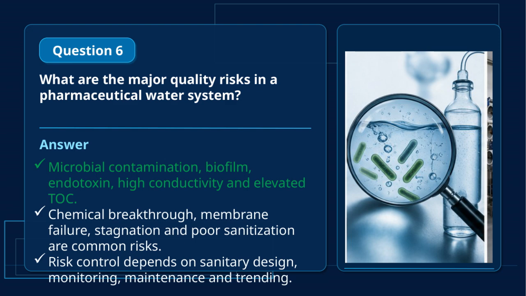Endotoxins are another significant risk, as they can cause adverse reactions if they enter pharmaceutical products. We also need to watch out for high conductivity and elevated total organic carbon, or TOC, which indicate impurities in the water. Beyond these, there are other common risks like chemical breakthrough, where contaminants penetrate purification systems, membrane failure, which can reduce system effectiveness, stagnation that promotes microbial growth, and poor sanitization practices. To control these risks effectively, it's essential to have a well-designed sanitary system, rigorous monitoring protocols, consistent maintenance, and thorough trending analysis to catch issues early and maintain water quality over time.